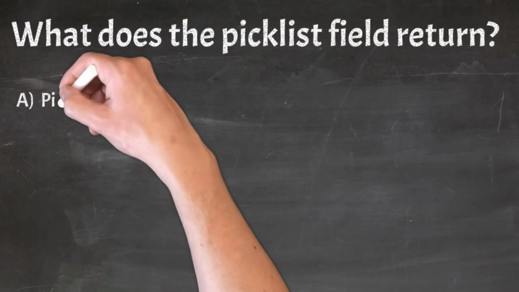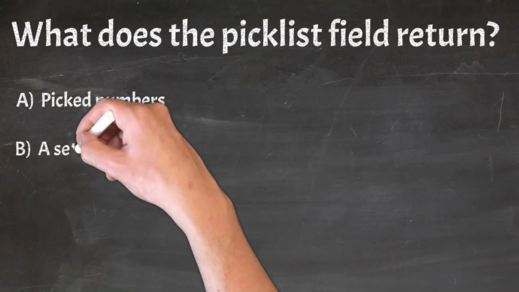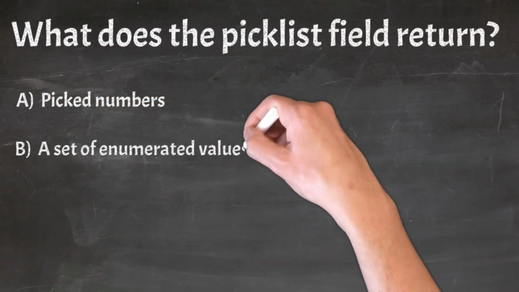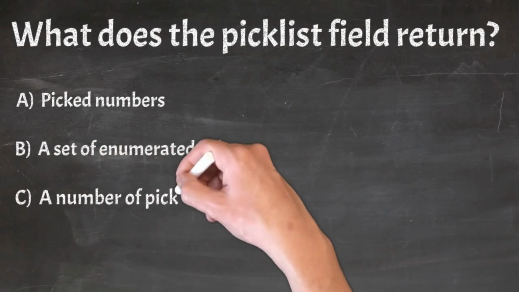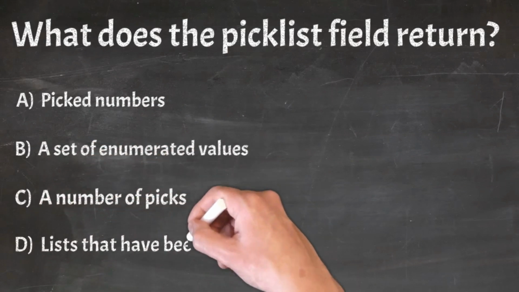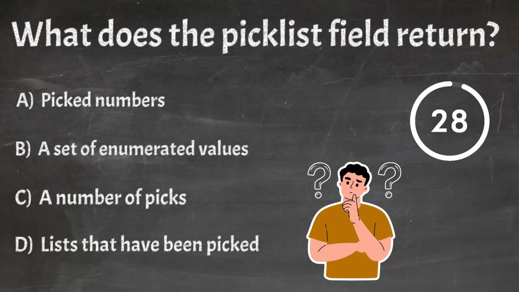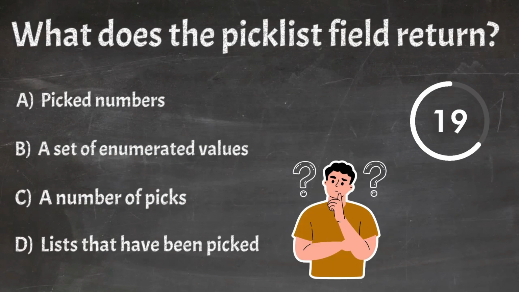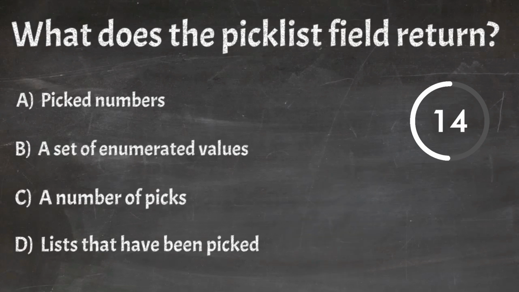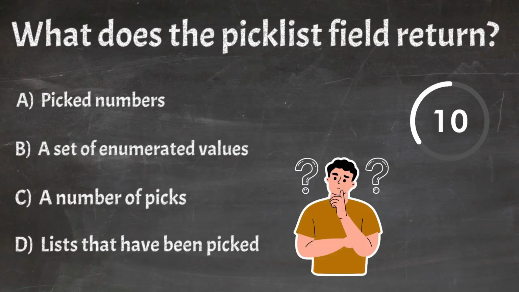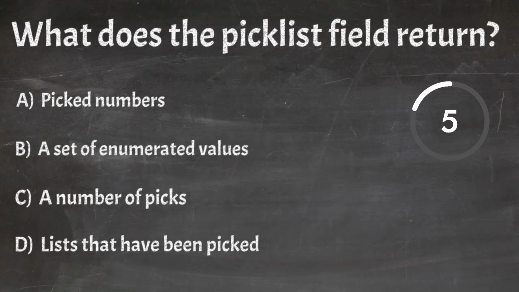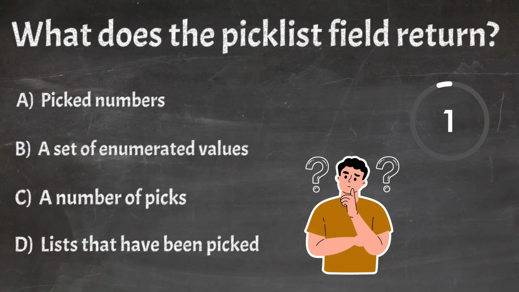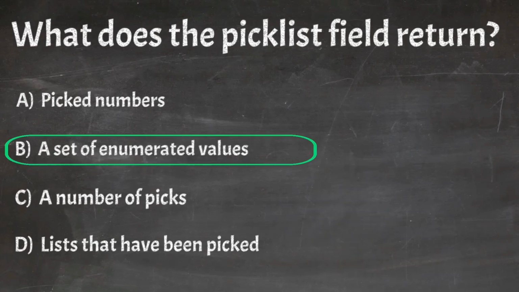Question 11. What does the picklist field return? A. Pick numbers. B. A set of enumerated values. C. A number of picks. D. Lists that have been picked. Correct answer B. A set of enumerated values.